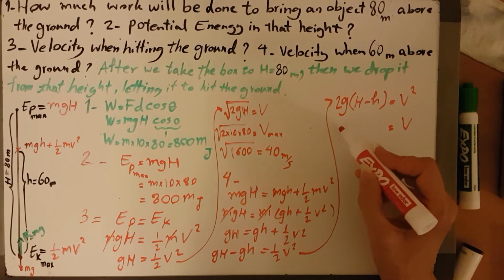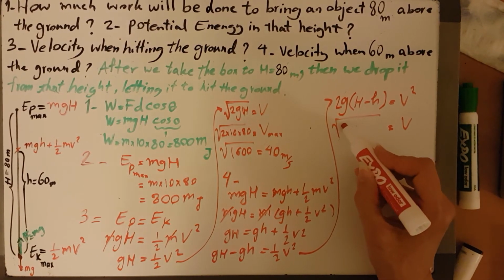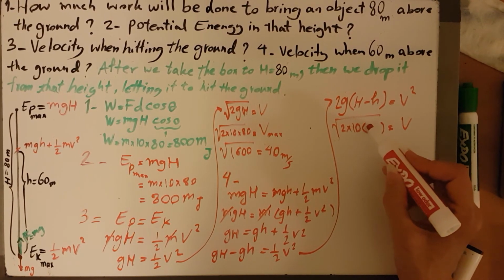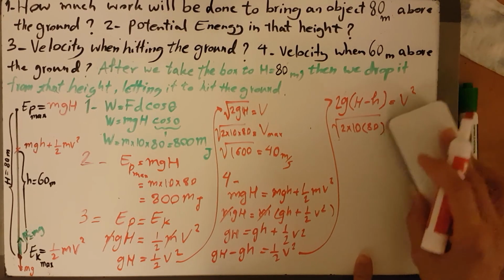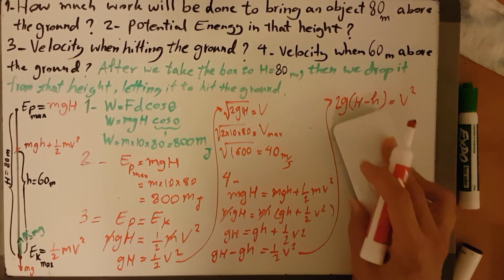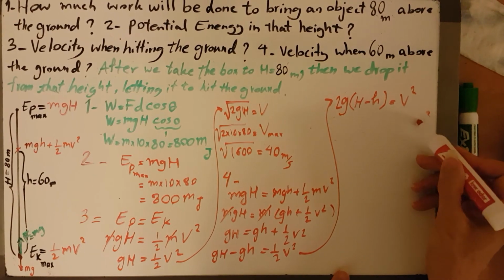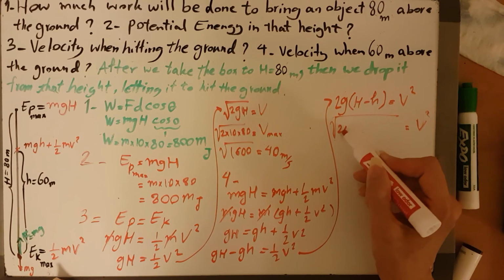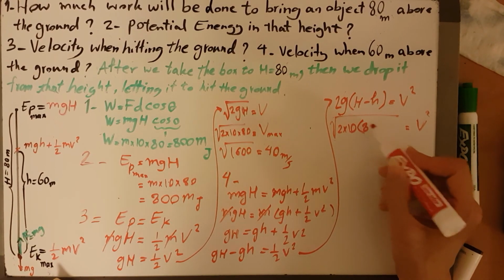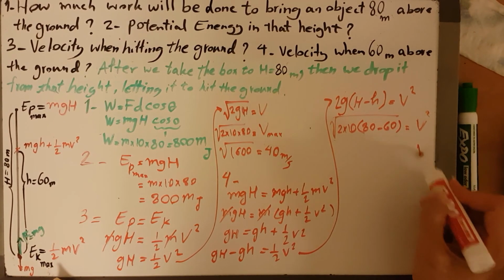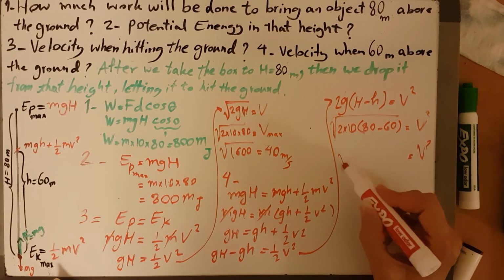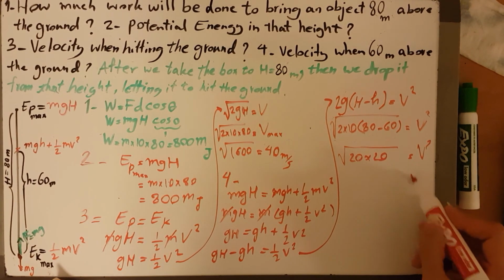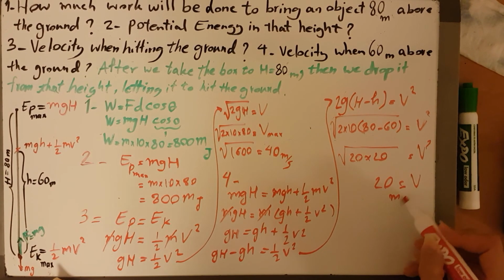So the v would be radical 2 times 10 times 80 minus 60. V square equals 20 times 20. Of course, obviously the v would be 20 meters per second.